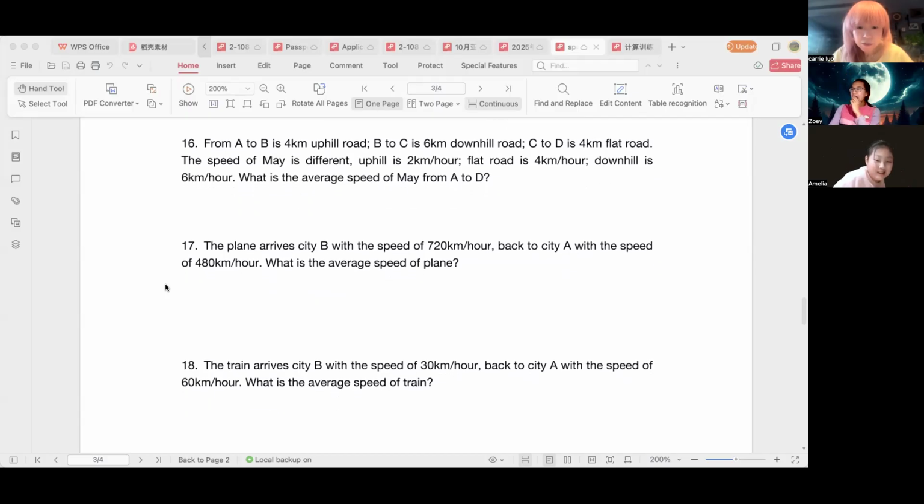The plane arrived at City B with a speed of 720 kilometers per hour, and went back to City A with a speed of 480 kilometers per hour. What is the average speed of the plane? Let's take a look at this question. It seems that something's missing. Okay, so you think about it, how to do this one.